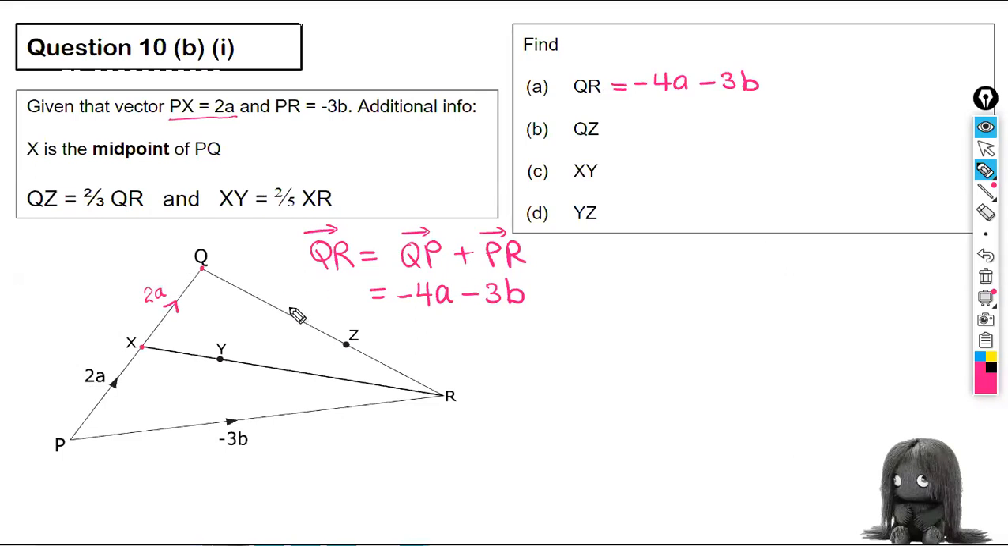Now it's a good idea to update your diagram. From Q to R, that's this line here. The value is minus 4A minus 3B. So update your diagram so you have a visual on it.